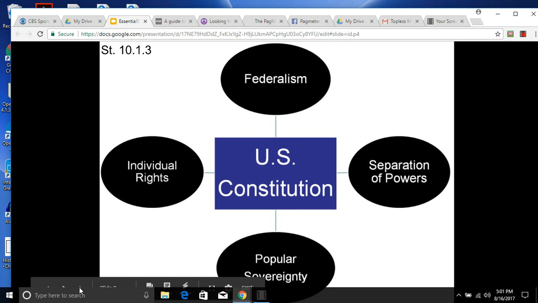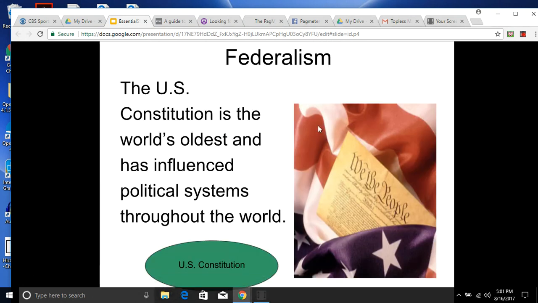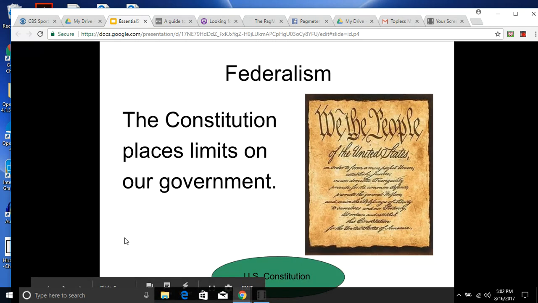Here's the bubble map. You've probably seen that before. The first heading on this bubble map is federalism. The United States Constitution is the world's oldest and has influenced political systems throughout the world. So our Constitution was actually the first modern Constitution, and many other countries have patterned their constitutions on ours.